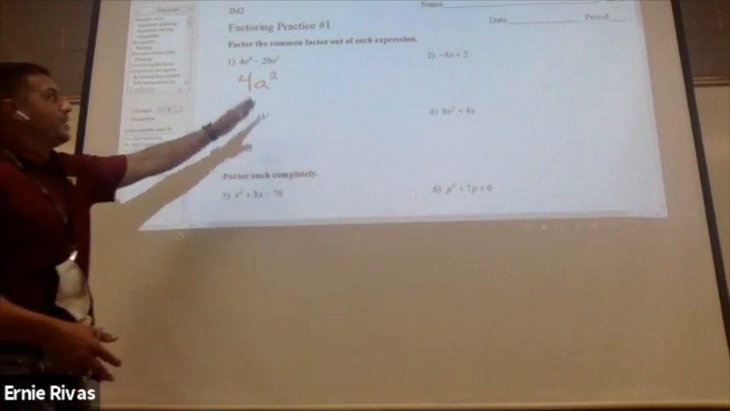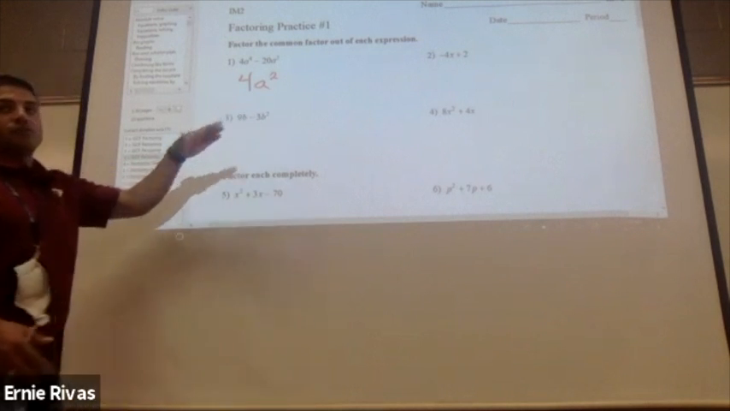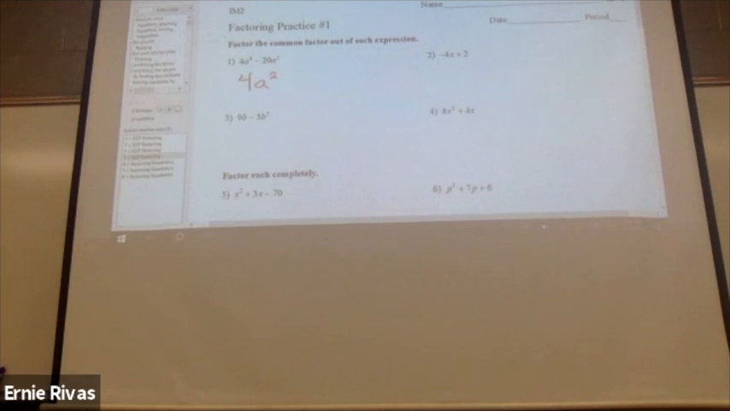So in this case, we want to pull out the greatest one. So just pulling out an a wouldn't be enough. It wouldn't be factored all the way. We would still be able to pull out an a squared, another a. So 4a squared is the greatest common factor.